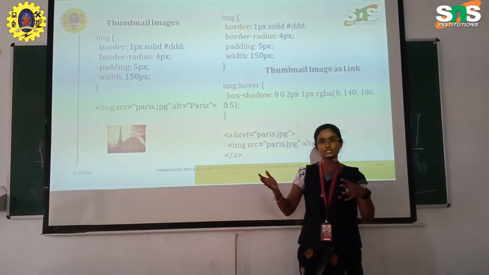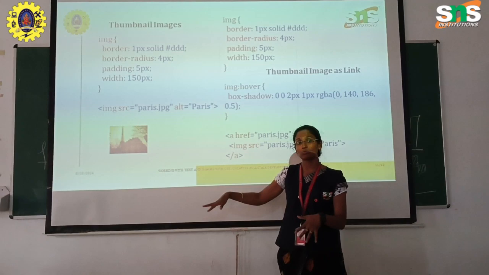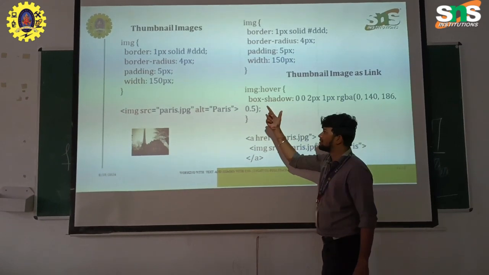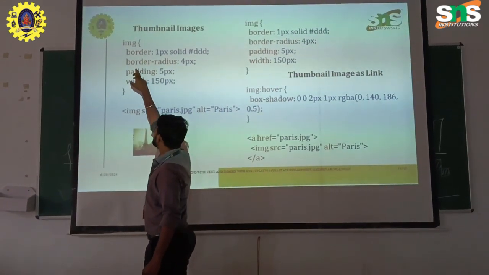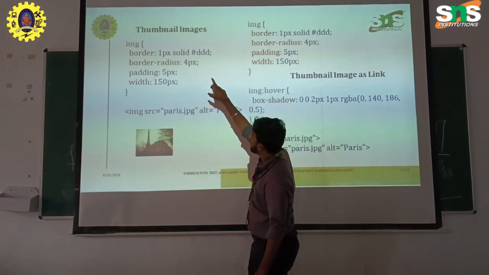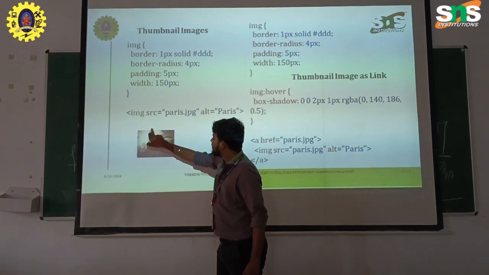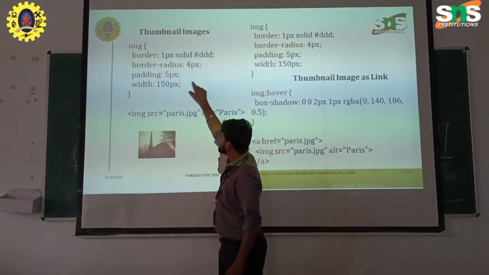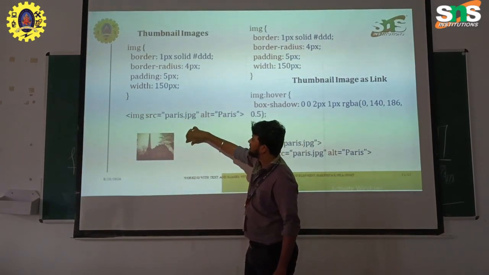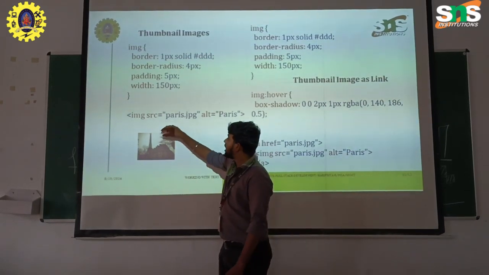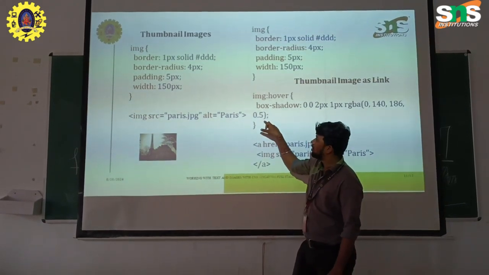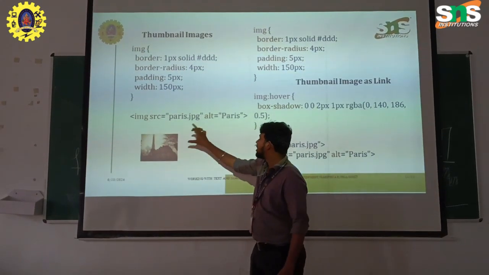Now we see the next properties, of the thumbnail images. How to change your images in a different manner. Properties of the thumbnail images. Let's access the image through the image ID, and the border is equal to 1px solid. That defines the border, and the border radius of 4px defines the radius size of the border, and padding defines the spacing around the thumbnail image, and the width defines the image width, and this line is for bringing in the image for the thumbnail and the alternate.